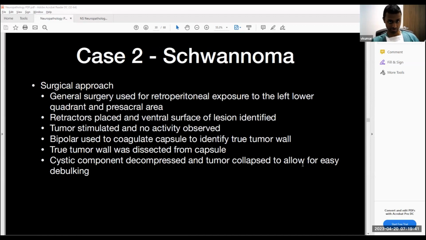So we use general surgery for the retroperitoneal exposure. Very similar to an ALIF approach, just lower into the left lower quadrant and in the presacral area, same retractors placed. And just by putting the retractors, this lesion was pretty big, so you could see the ventral surface. And obviously, it's arising from a nerve root. We just stimulated, made sure there was no activity, coagulated the capsule, separated it, identified the true tumor wall, dissected the tumor wall away from the capsule, and decompressed the cyst to make it a little bit easier for us to take it out.